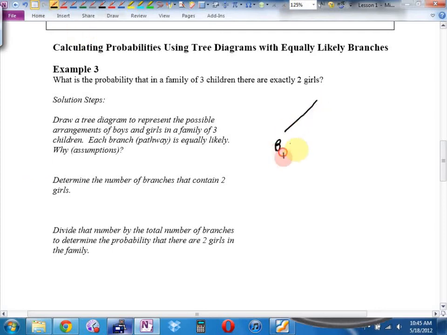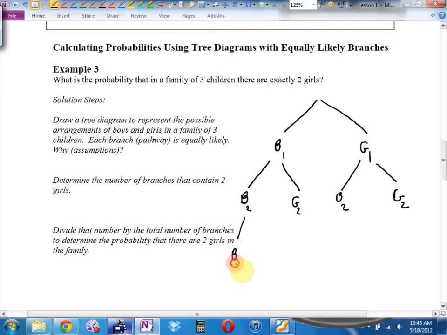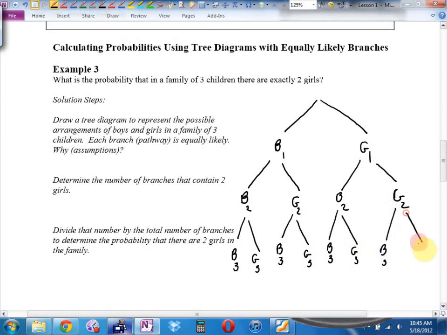The first kid could be a boy. The first kid could be a girl. Second kid could be a boy. Second kid could be a girl. Second kid could be a boy. Second kid could be a girl. Third kid could be a boy, girl, boy, girl, boy, girl, boy, girl.